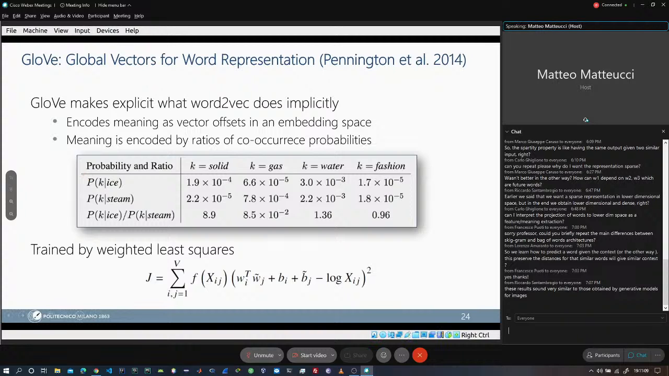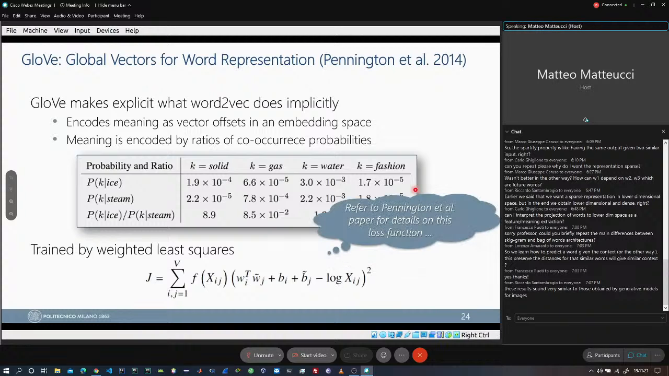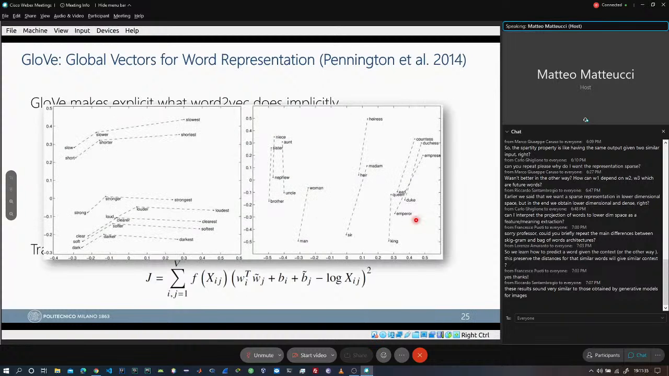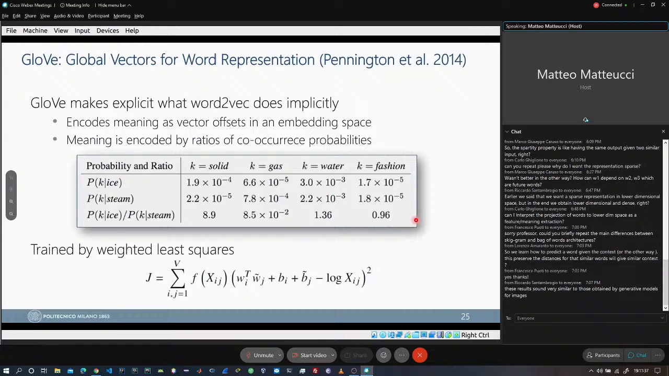Basically, it learns directly what Word2Vec learns indirectly. Again, this is another technique. I will not go into the detail. If you want, there is the Pennington and other paper, but that's it. If you have doubts, I will not ask you what GloVe is. I will stop my questions at Word2Vec.